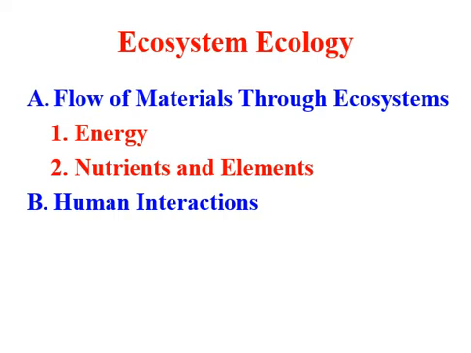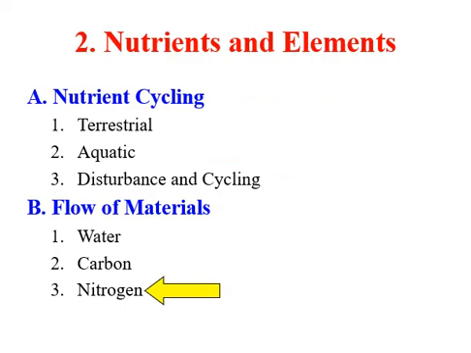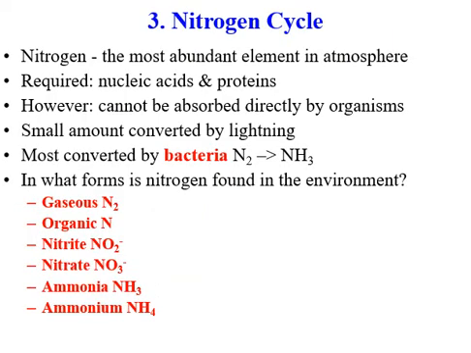We're talking about the flow of materials through ecosystems, specifically nutrients and elements being cycled within ecosystems. We looked at water, we looked at carbon, and now we started looking at nitrogen the other day. I pointed out these two things that I don't want to go into in as much detail, but to remind you that they will be important for understanding what happens with nitrogen as it moves through ecosystems.